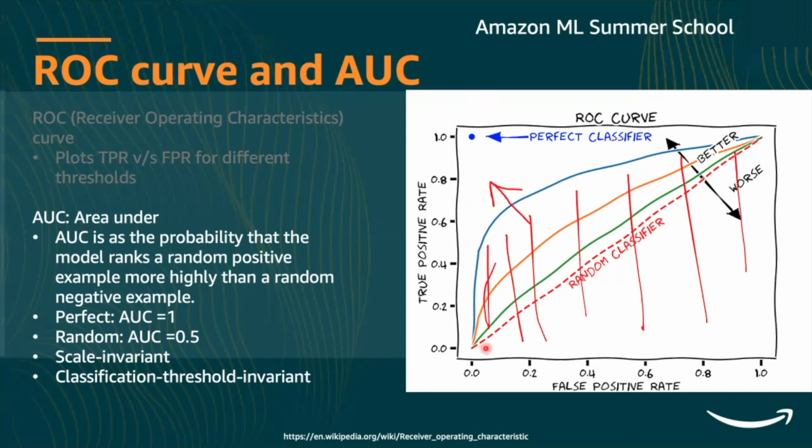The random AUC is 0.5, which would be the area under this random classifier curve. You can compute the area as half into base into height. Half, base is 1, height is 1, and hence the random AUC is 0.5. The advantage of AUC is that it's scale invariant and classifier threshold invariant, because you compute the AUC across all the thresholds.